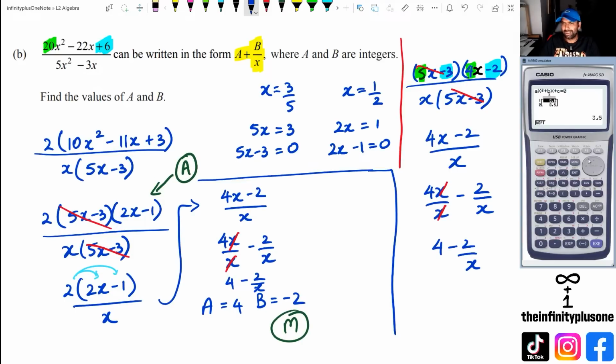You might be sitting there going, hey, hang on, can I do this method? Absolutely, you can do this method. But, you know, the shortcut, it works. So I don't see why not.